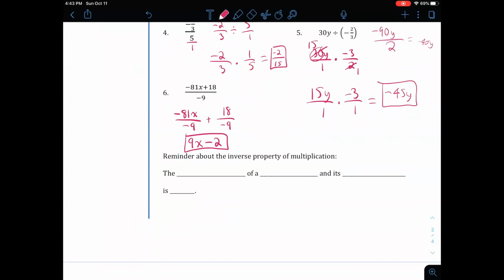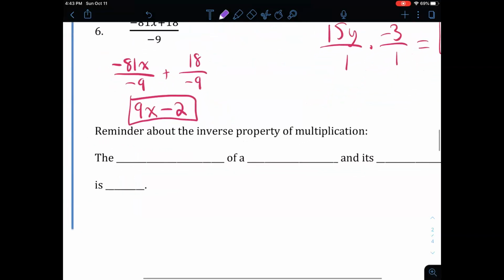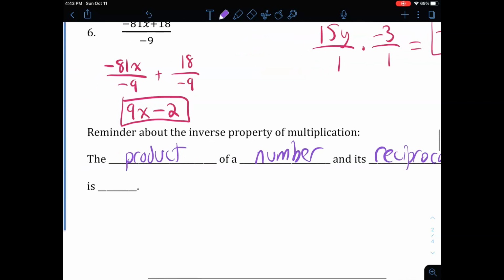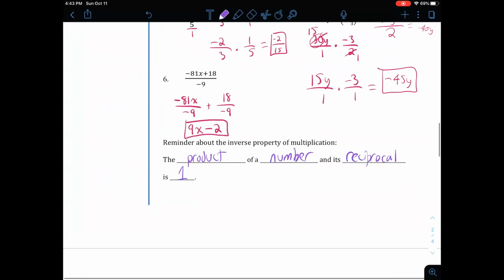Okay, so reminder about the inverse property of multiplication. The product, which is what operation? That's multiplication, right? The product of a number and its reciprocal is 1. So, for example, if we did 5 times 1/5, that's just going to equal 5 over 1, which is going to cancel. We're going to get just 1.